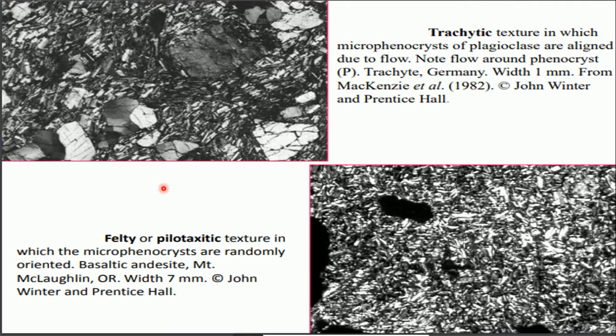Trachytic texture is a type of directed texture. In directed texture, the texture is formed due to the flow of magma, and in the trachytic texture the microphenocrysts of plagioclase are aligned due to flow. You can see in this thin section picture.